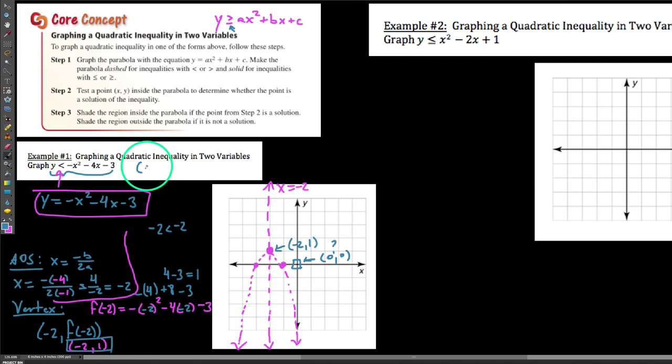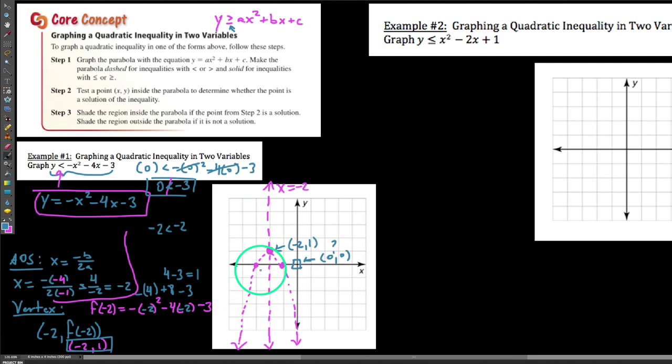So looking at the inequality, we have y is 0 is less than negative 0 squared minus 4 times 0 minus 3. And what we end up with is this statement. We get 0 is less than, and these cancel out here, negative 3. So the question is really, is 0 less than negative 3? And because I know 0 is to the right of negative 3 on the number line, this is actually a false statement. So what this means for us is that this point 0, 0 does not satisfy the initial inequality.